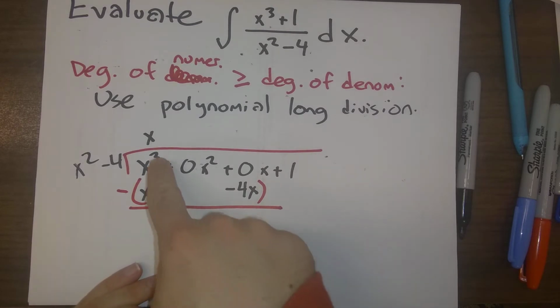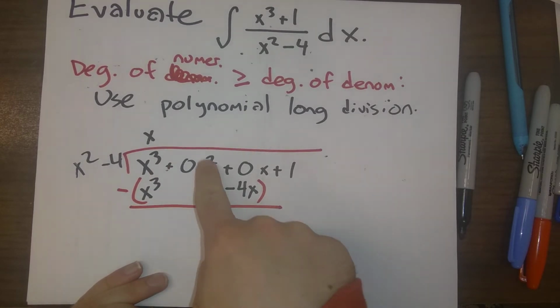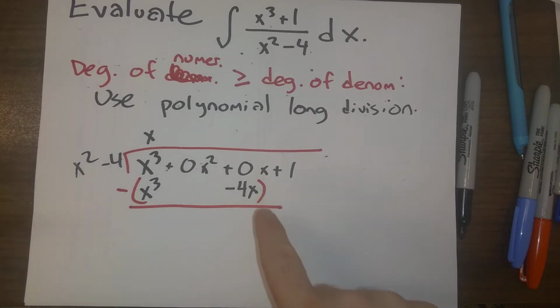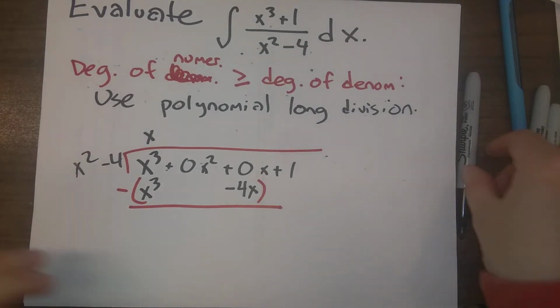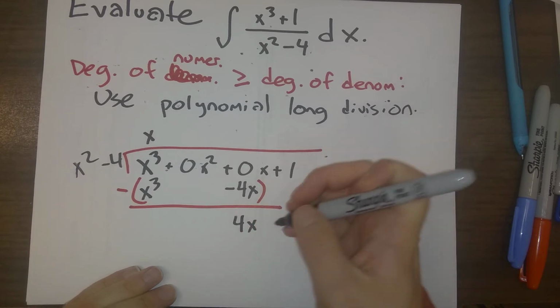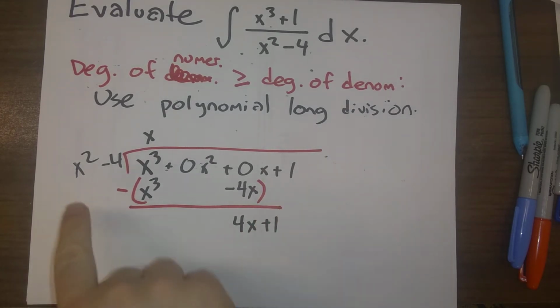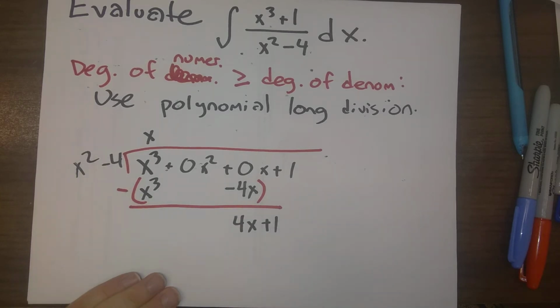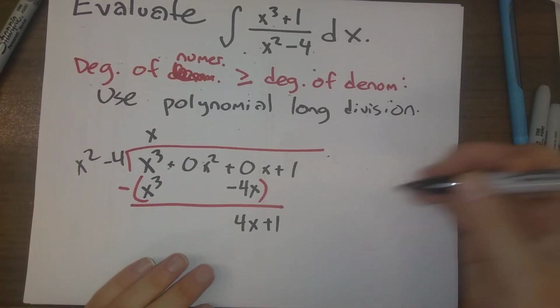And so we end up with x cubed minus x cubed is 0. 0x squared gives us 0. 0x minus 4x gives us plus 4x. And then this one is still here. Now there's nothing we can do. x squared minus 4 doesn't go into 4x. So we are done here.